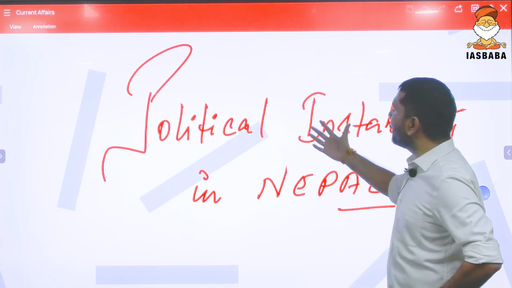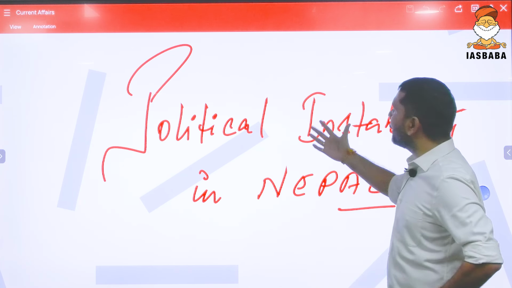Because stability of government is really very important for anything. For any policy to mature, that requires political stability, which has not been there in Nepal. Even after the new constitution was made in 2015, that stability has not been achieved in Nepal. So even after the constitution, this has not been ensured.